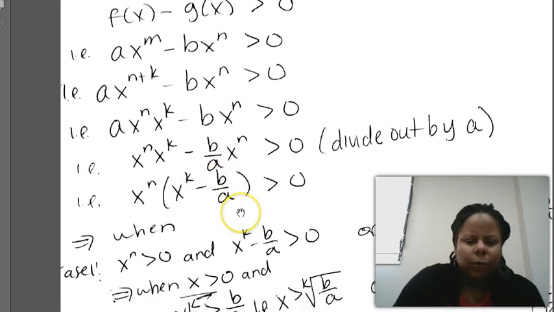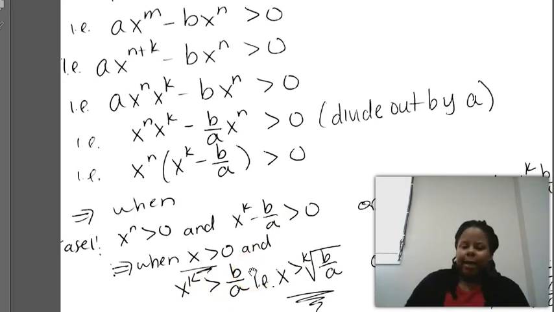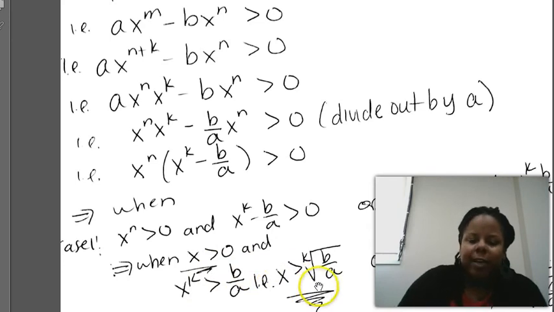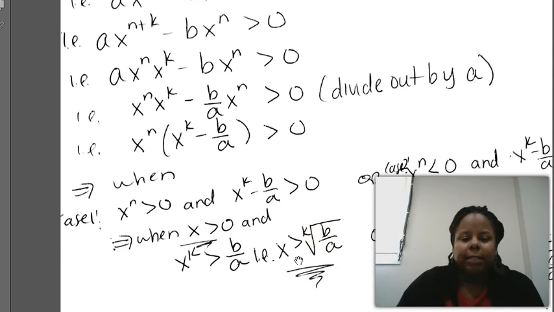Why is all of that? Well, this tells me there are two cases to ensure that this side is greater than 0, i.e. f of x is bigger than g of x. That is whenever x to the n is greater than 0, i.e. when x is greater than 0, and also x to the k minus b over a has to be greater than 0. So in other words, whenever x to the k is bigger than b over a, or whenever x is greater than the kth root of b over a, then f of x is bigger than g of x.